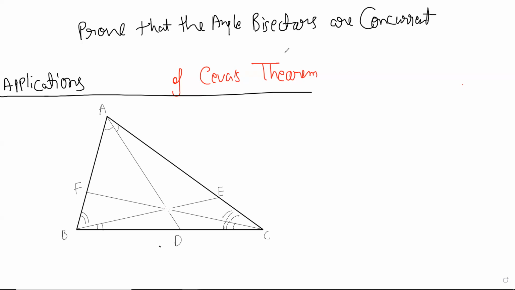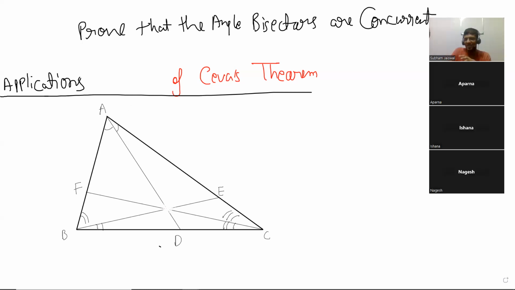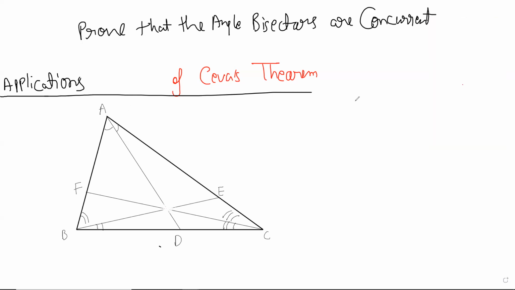Is it sufficient to say that sine alpha by sine alpha into sine beta by sine beta into sine gamma by sine gamma will be equal to 1? That's why they'll be concurrent. That's all we have to say, right? Correct. In this case, this is A by 2, this is A by 2, and so on. So you know that it is 1, right?